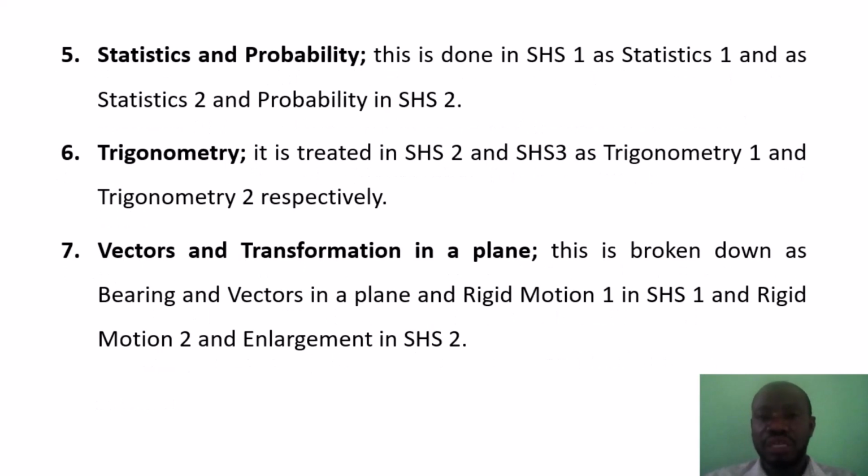The fifth one is statistics and probability. In SHS 1, we do statistics 1, and as we move to SHS 2, we deal with statistics 2 and probability. Then we go to trigonometry. We don't do it in SHS 1, but we start in SHS 2. Trigonometry 1 is for SHS 2 and trigonometry 2 for SHS 3, which is more of the application aspect of trigonometry.